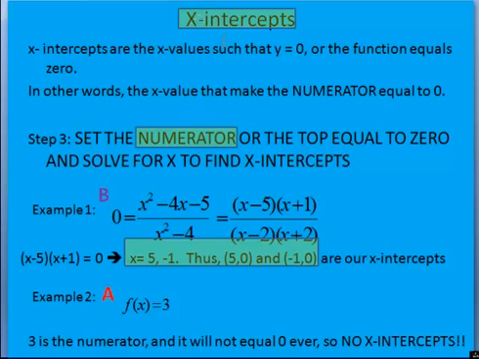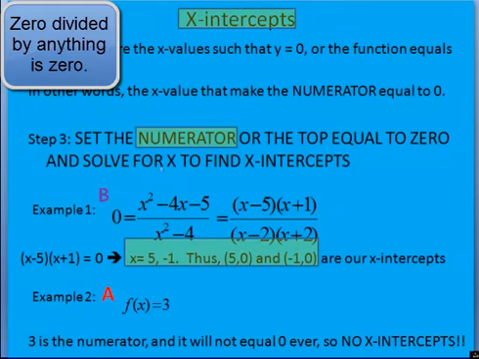Step 3 is going to be find your x-intercepts. Remember, x-intercepts are the x values such that this function equals 0, or that y equals 0. So in other words, the x values that make the numerator equal to 0. So what we're going to do is set that numerator, or the top, equal to 0 and solve for x to find our x-intercepts.